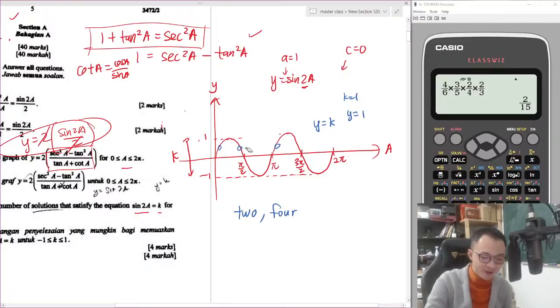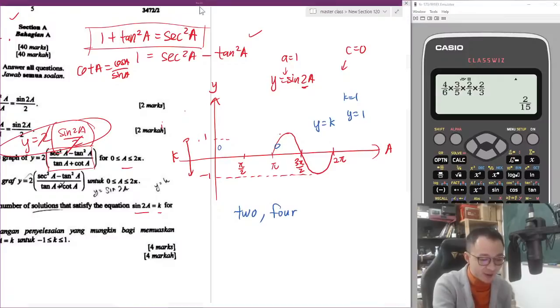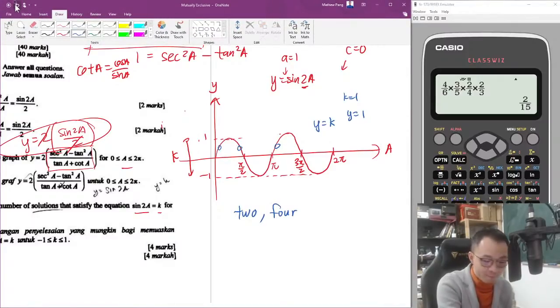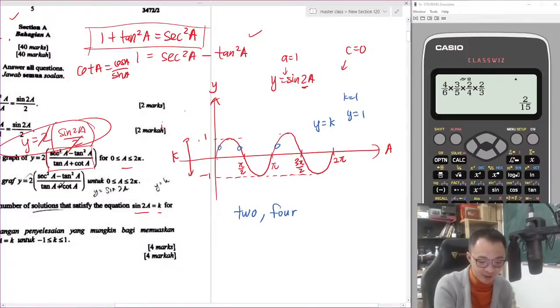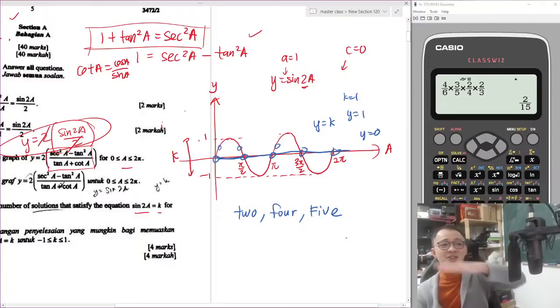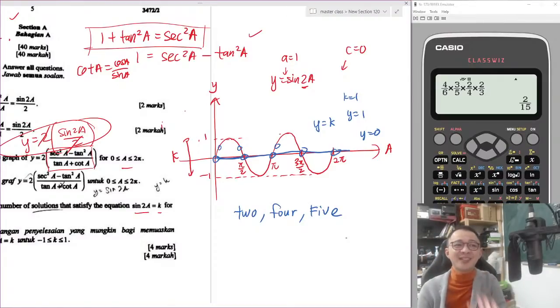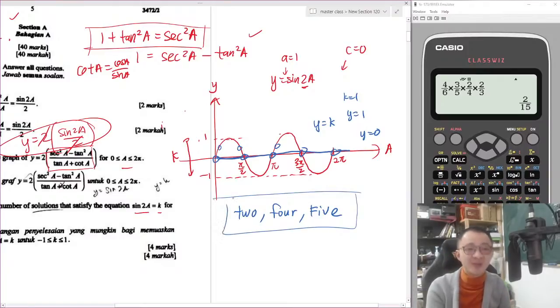What if my value is on the y-axis, I mean x-axis, sorry. What if my k is equal to 0, I mean y equals 0. How many points do I touch? 1, 2, 3, 4, 5. 5. So this is all the possible numbers of solutions. You're just drawing the horizontal line at 1, or any value between 0 and 1, or down to -1. So you can only touch either 2 points, 4 points or 5 points. There's no way you will touch more or fewer than that. Therefore, this is all the possible numbers of solutions.